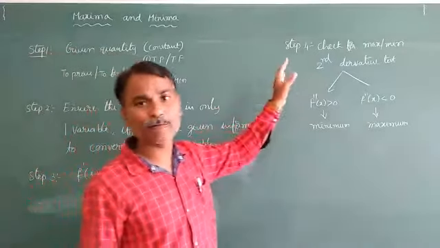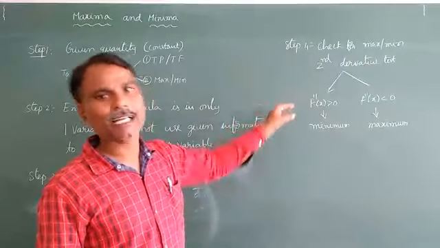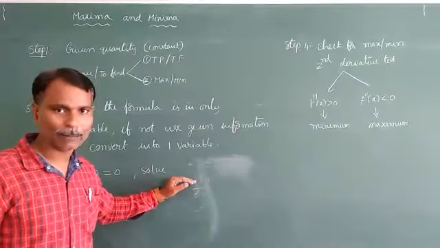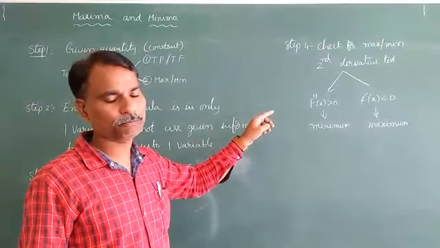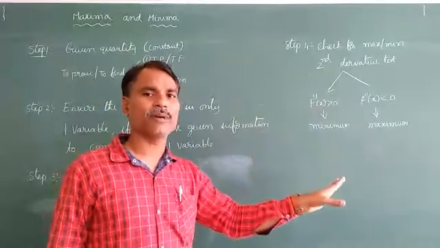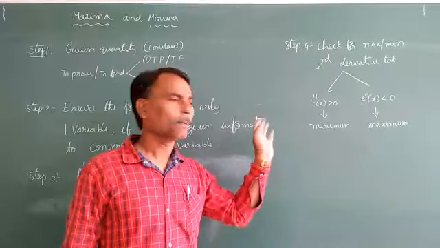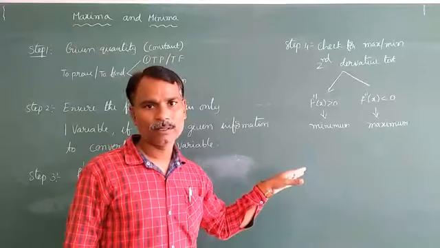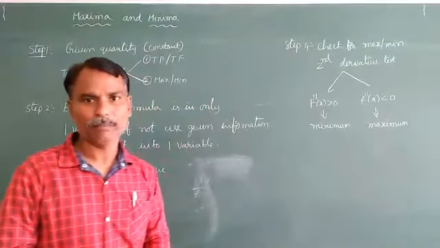Come to the fourth step. Directly do the double derivative of the function, and whatever critical point you get, substitute it in the double derivative. While substituting, you will get a plus or minus value. Plus value means greater than 0, minus value means less than 0. Plus means minimum, minus means maximum. This is how maxima and minima work.